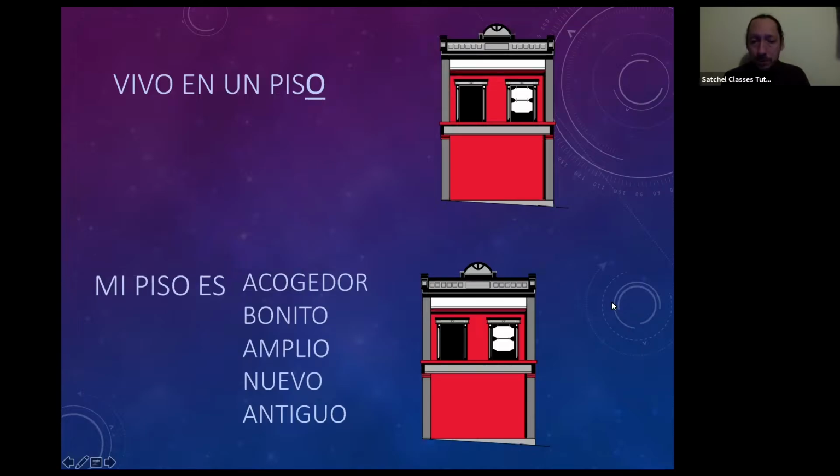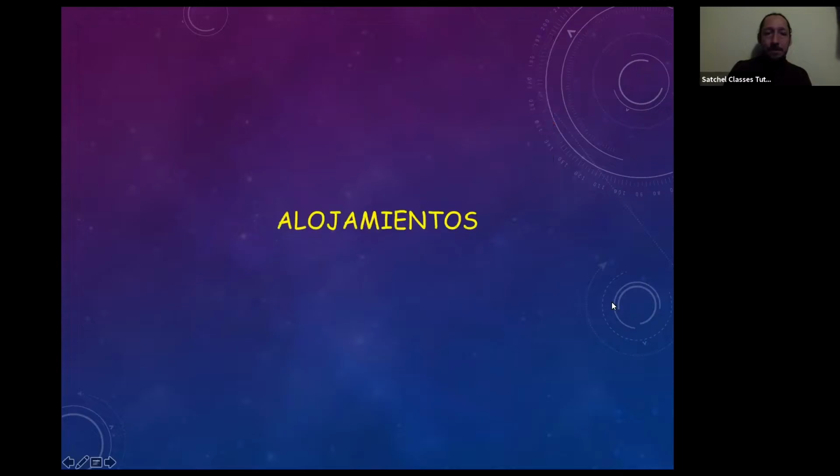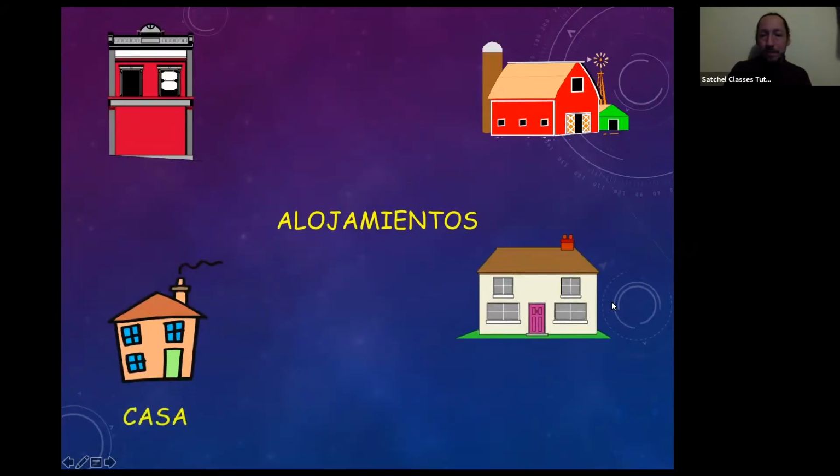Really important. Look at the ending of bonito, amplio, nuevo, antiguo. All of them end in O. Acogedor lost that A that we had before. And it's because any adjective that ends in O, or R, you will have to put an A if it is feminine, or the adjective will stay the same. So, casa, piso, granja, chalet.